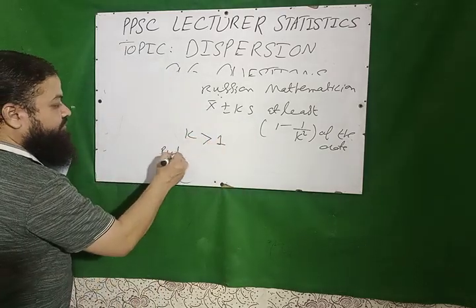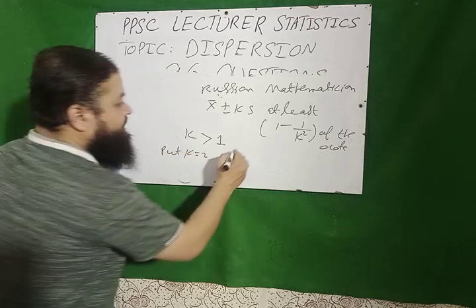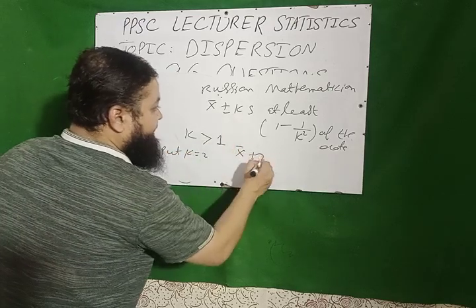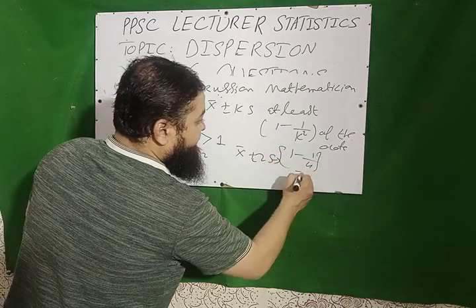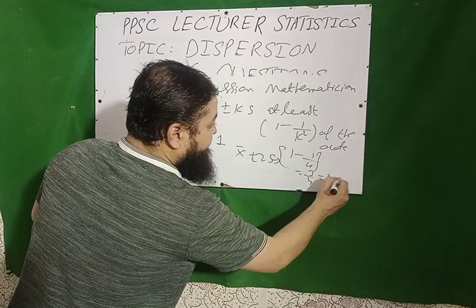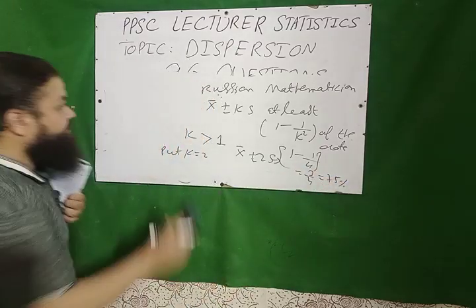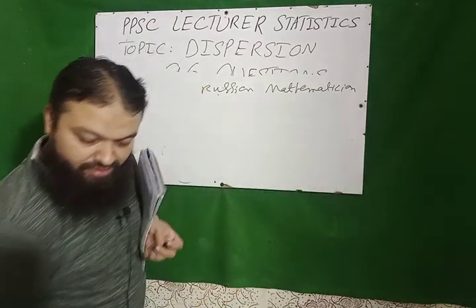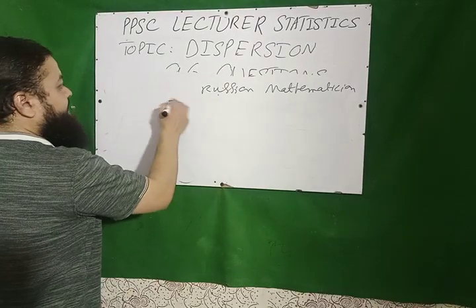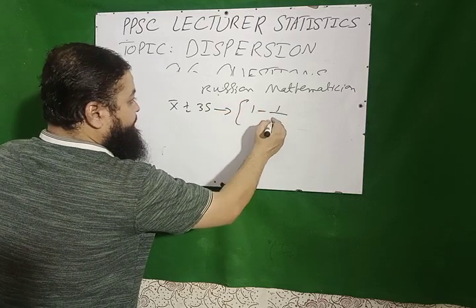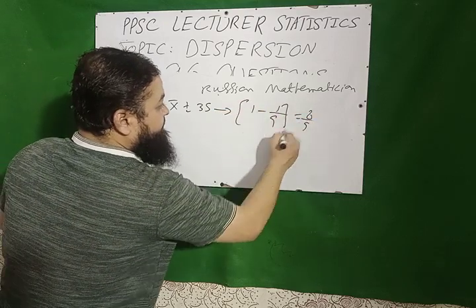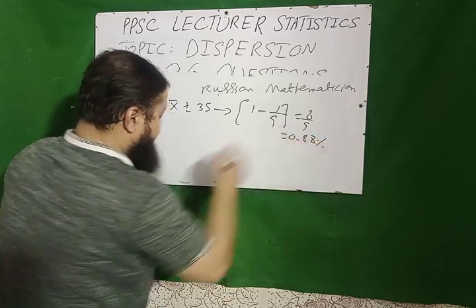If I put k equal to 2, then x bar plus minus 2s contains 1 minus 1 over 2 square, which is 4. It means 3 by 4, and 3 by 4 means 75% of the data. And if the question is k equal to 3, x bar plus minus 3s contains 1 minus 1 over k square, which is 9, so 8 over 9, that will be 0.88 of the data.